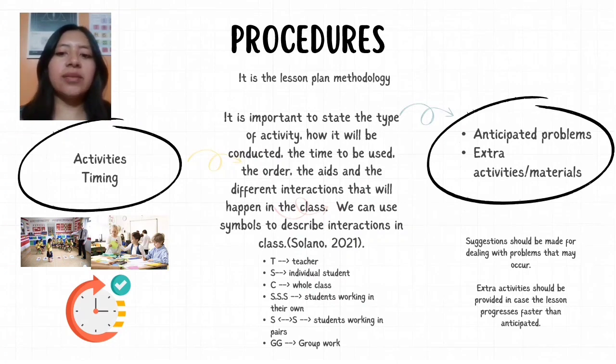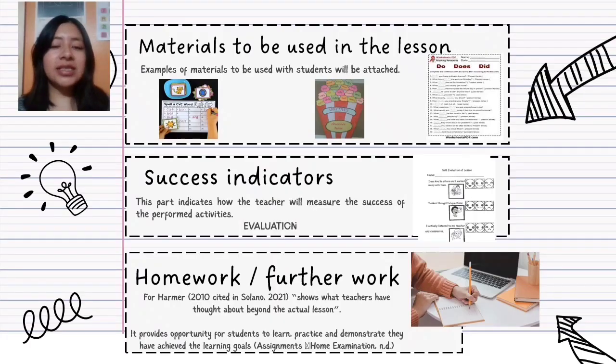Also, we are going to establish extra activities or materials because maybe we don't establish the correct time for activities, so we are more prepared in the future. So other elements are materials that we are going to use during the lesson. Here we are going to put examples of the materials that are necessary and that we are going to use in the lesson. By writing these down, we are also going to feel more prepared because we know what types of materials we are going to use.